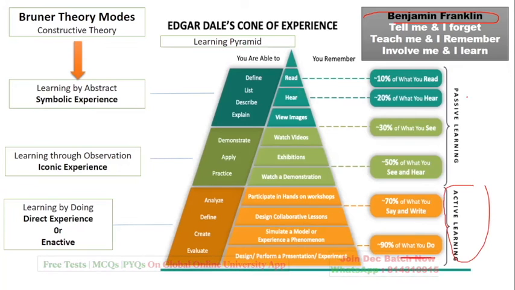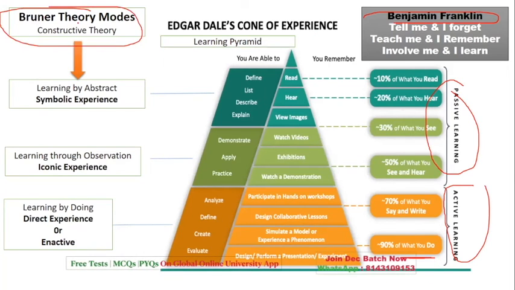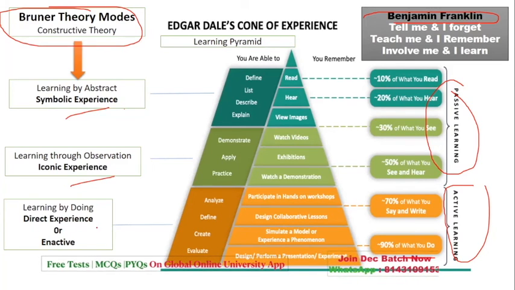Learning by doing is active, whereas just seeing and reading is more passive. Based on Edgar Dale's cone of experience, there is one more constructivist theory, that is Bruner's theory of constructivism, which has learning by abstraction, that is symbolic experience, learning through observation, which is called iconic experience, and learning by doing, which is called direct experience or enactive.